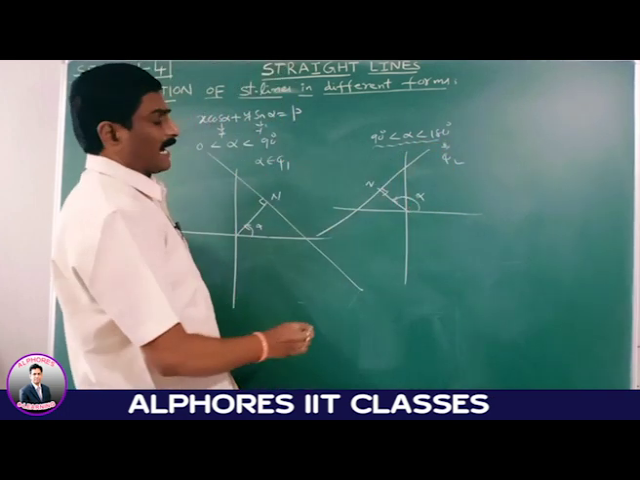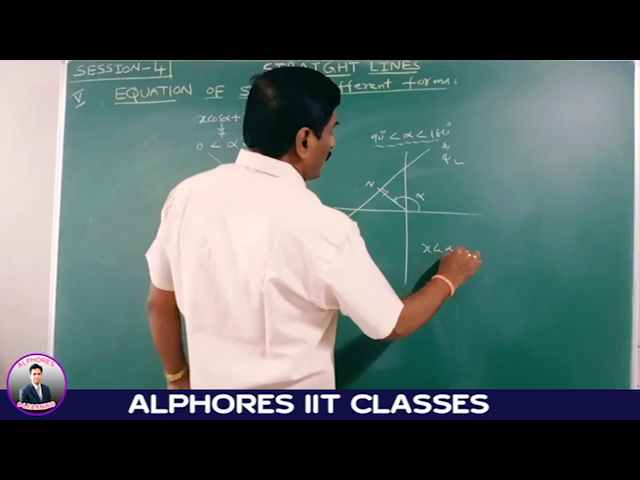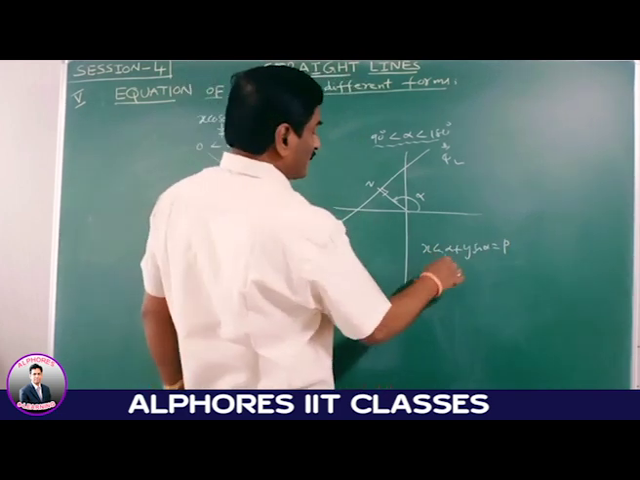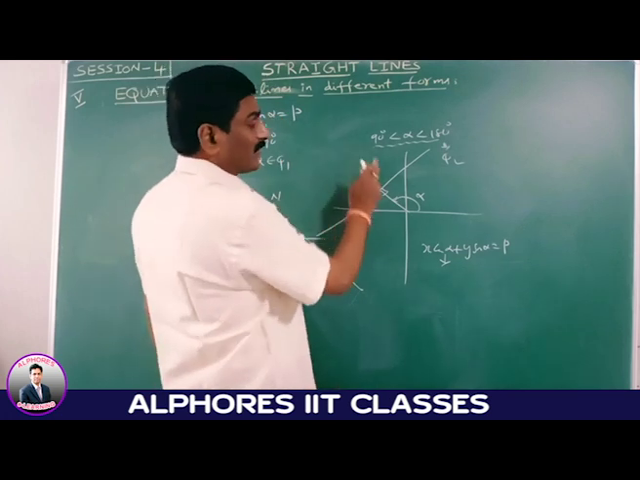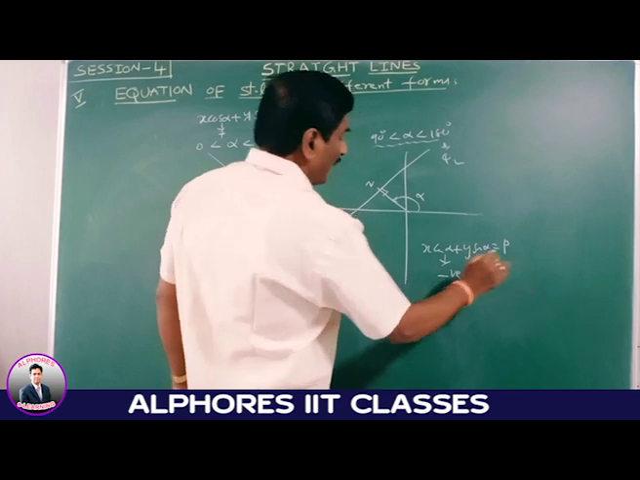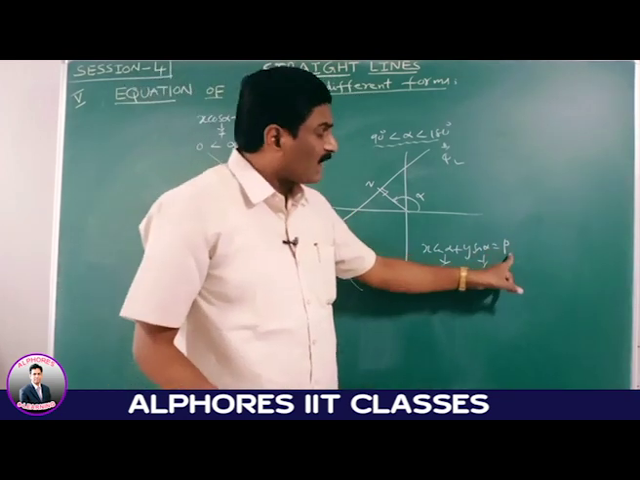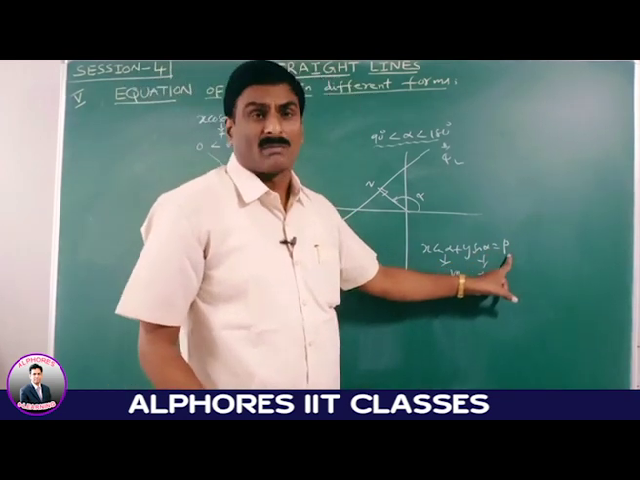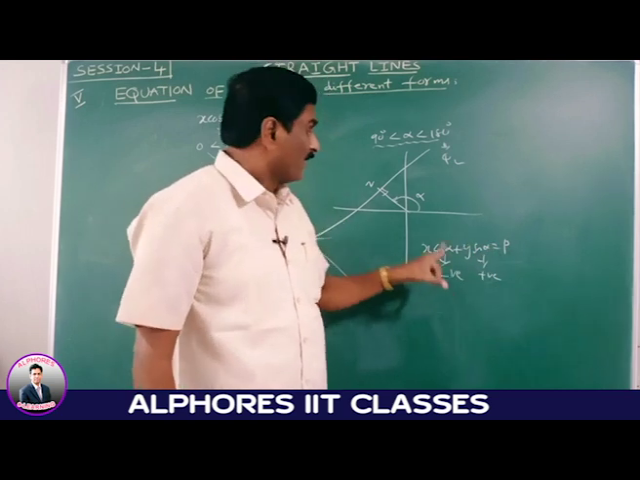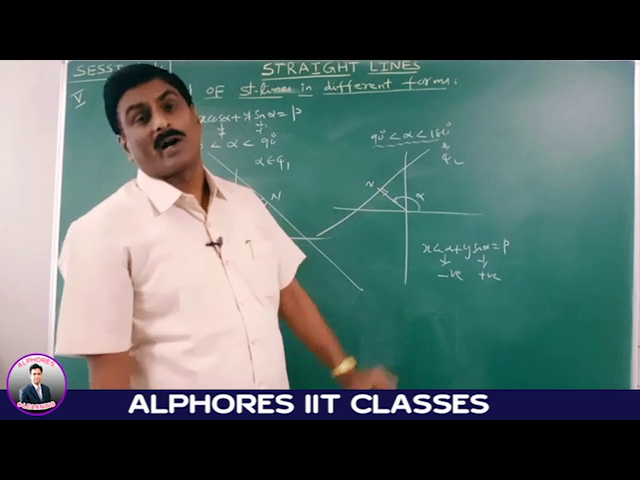In second quadrant, what is the value of cos alpha? x cos alpha plus y sin alpha is equal to p is the line equation. In this case, cos alpha value is, please observe this value, negative. Okay. Sin alpha is positive. Here x cos alpha plus y sin alpha is equal to p is the equation of the normal. If x coefficient is negative and y coefficient is positive, then alpha lies in second quadrant.